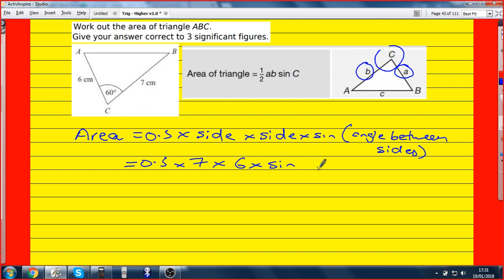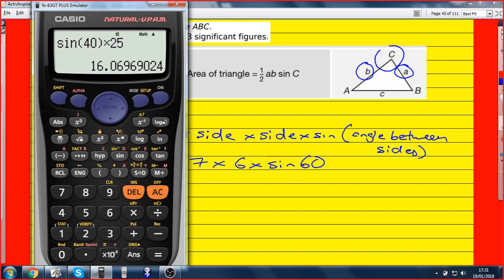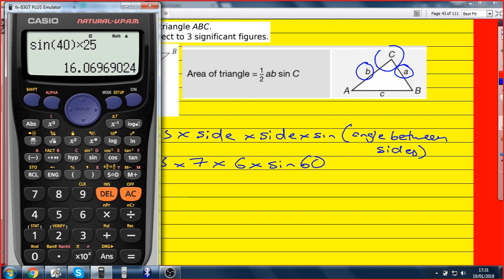But I don't know what the sine of the angle C is. What is the angle C? 60 degrees. So it's just sine 60, whatever that is. And we let our calculator figure it out for us. So it's 0.5 times 7 times 6 times sine of the angle between them, 60. Okay, to 3 significant figures, what is this? Is it 18.9?